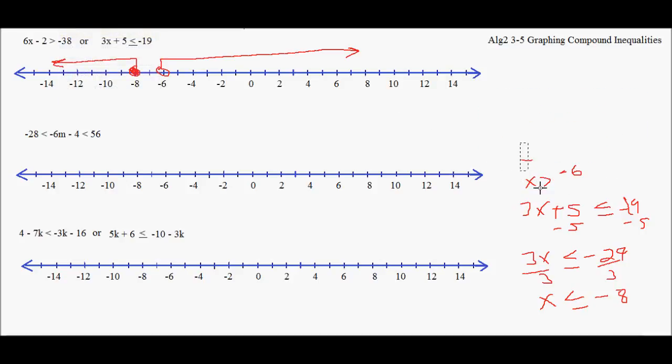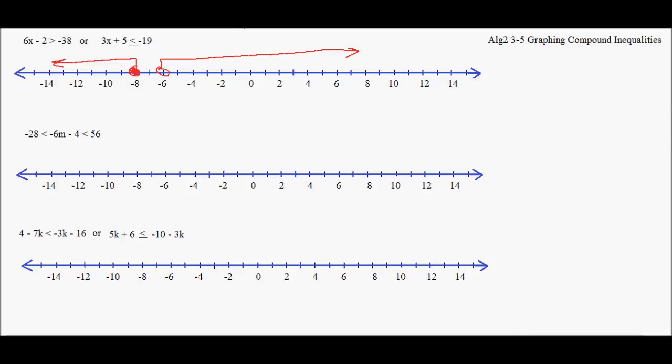Okay, let's try a different color. I have a lot of colors to choose from. This brown, I guess. Okay, so let's see. Now we're going to get an AND statement. -28 is less than -6m minus 4 is less than 56.